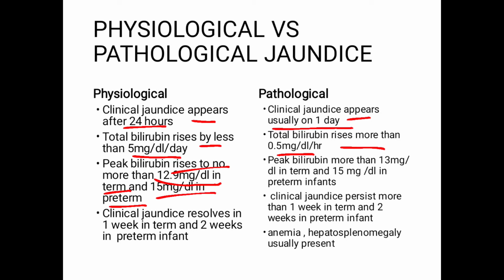In preterm infants, the conjugation capacity of the liver is relatively less as compared to term infants, so the peak bilirubin levels would be a little bit higher than in term infants. The peak bilirubin levels in pathological jaundice are more than 13 mg per deciliter in term and 15 mg per deciliter in preterm infants. Clinical jaundice resolves in 1 week in term and 2 weeks in preterm infants. In pathological jaundice, clinical jaundice persists for more than 1 week in term and 2 weeks in preterm infants, and other signs that indicate hemolysis, like anemia and hepatosplenomegaly, might be present as well.